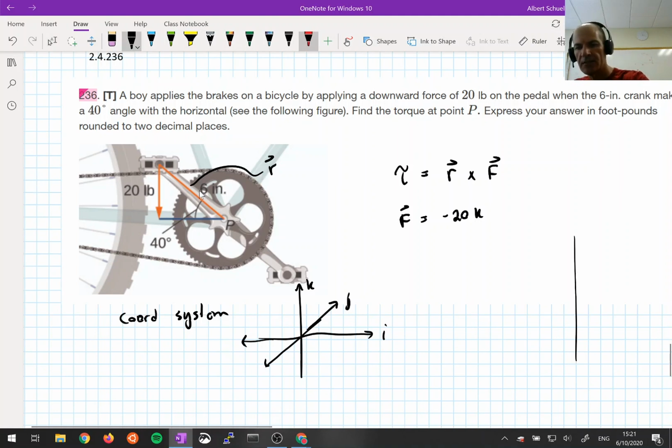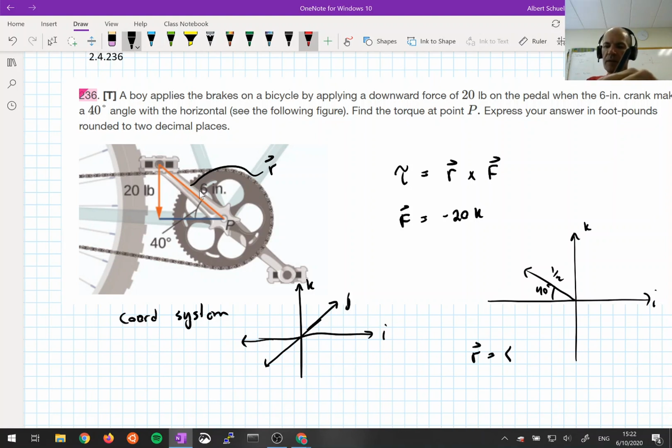It's a vector that looks like this in the IK plane, and it makes a 40-degree angle right here, and its length is 1/2. So how might we express that? We're going to express that R vector as, let's find this angle right here. If the whole angle is 180 and this is 40, then this is 140. So what's this component? It's 1/2 cosine of 140. And what's this component up here? It's 1/2 sine of 140. So that's what R looks like.